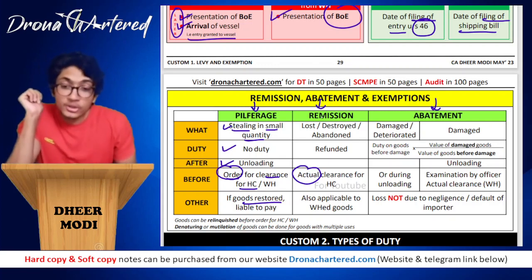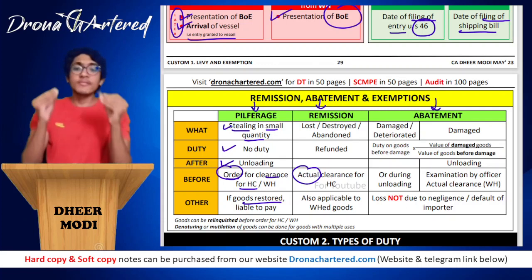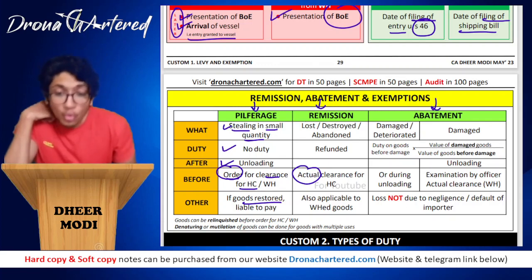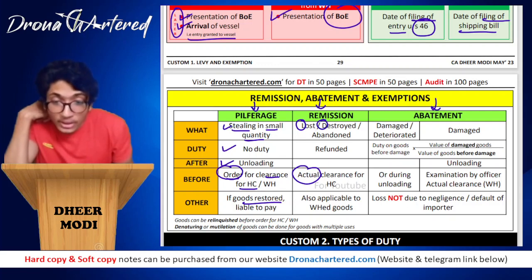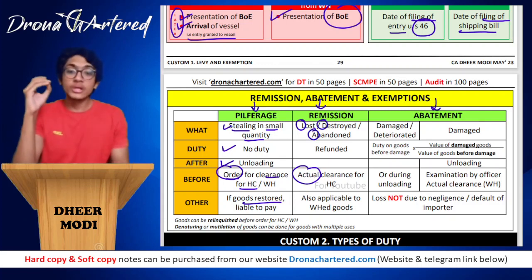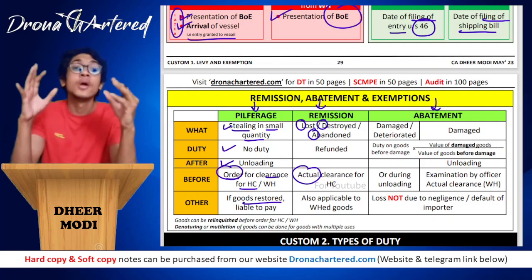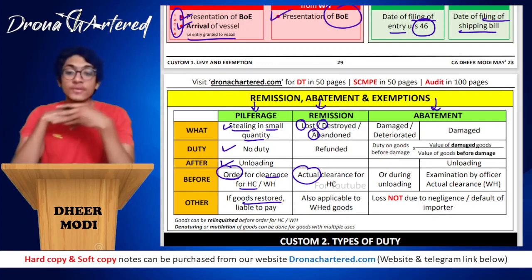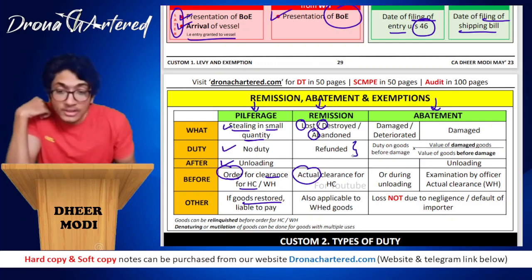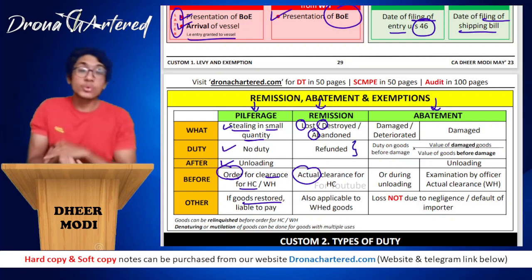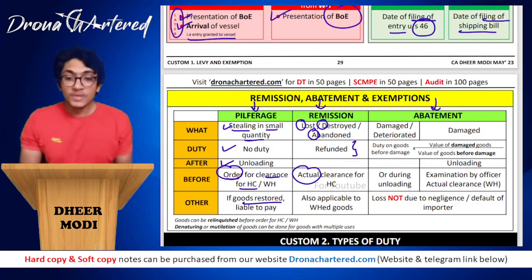Okay, now for remission, the words are very important. Remission, only and only if the question says lost, destroyed or abandoned, these particular words, only then it will be remission of duty. Remission of duty means it is a refund of duty. That means first you pay the duty and later they will refund you the duty.